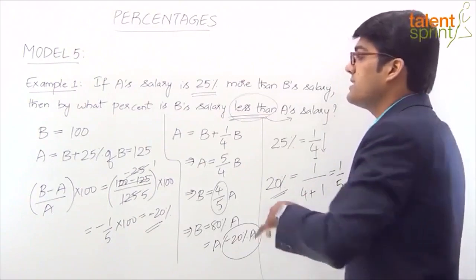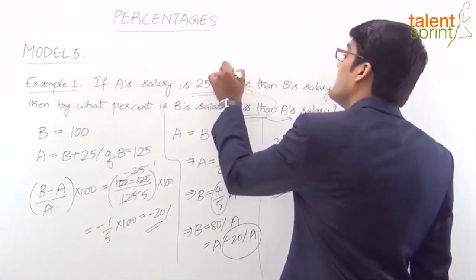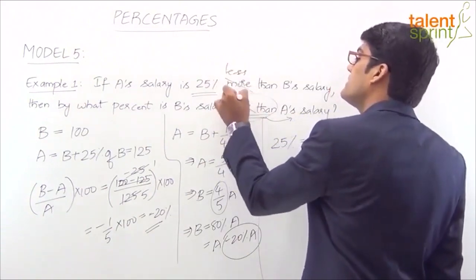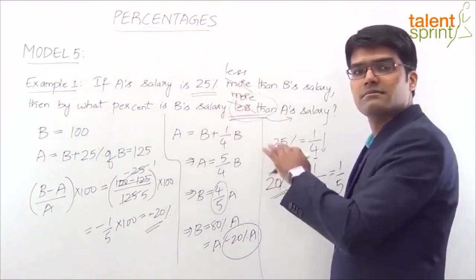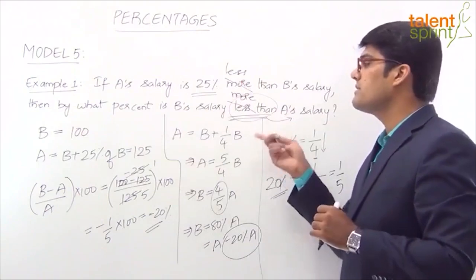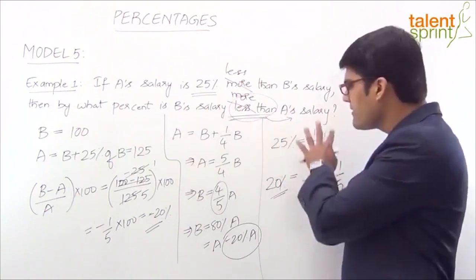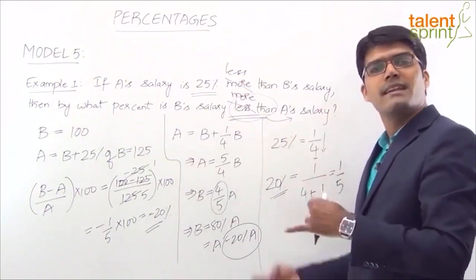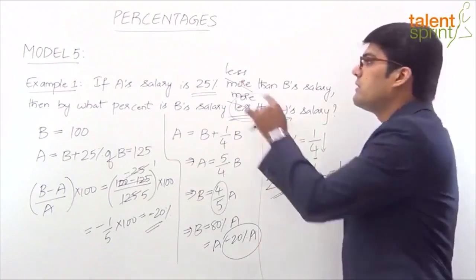And similarly, let's say the question is the other way. A is 25% less than B. So by what percentage is B more than A? Opposite of what is given here. A is 25% less than B, and then by what percentage is B more than A? Same process. Whatever we have done here, the same thing is to be followed. It is just that the operation will get reversed.